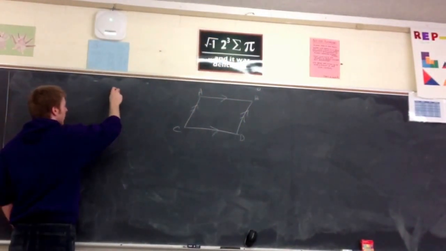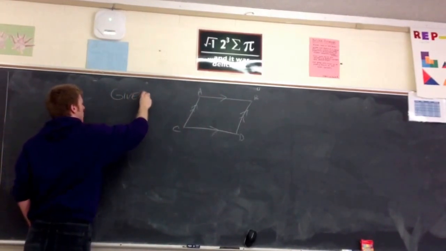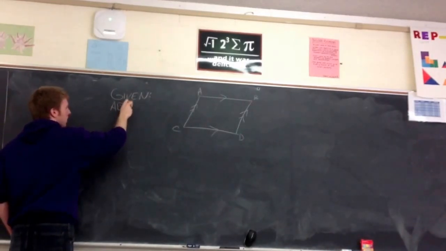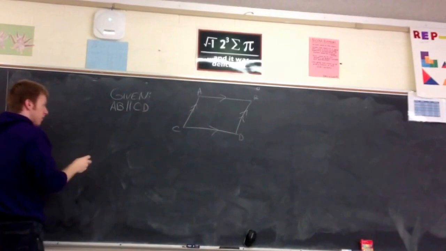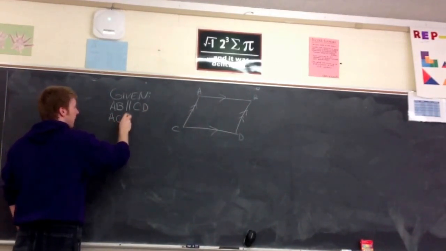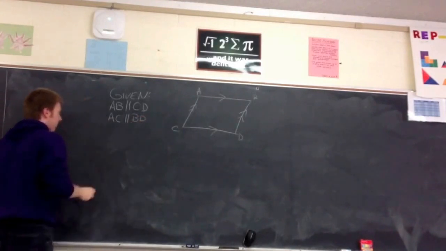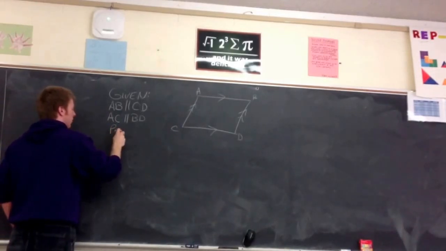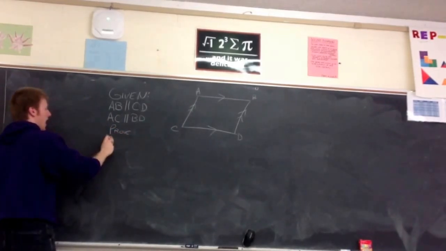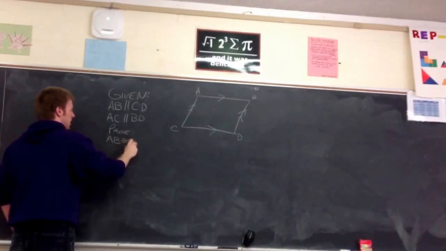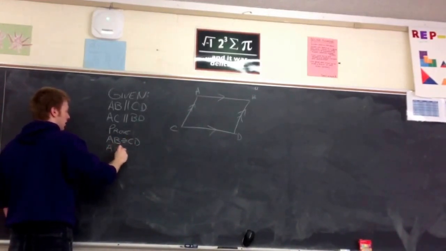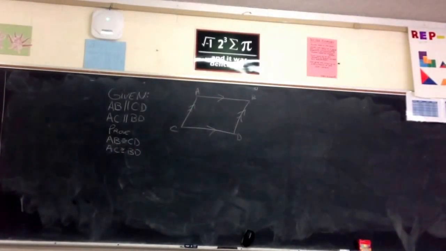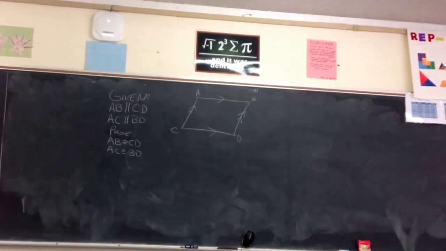Okay, so given, I'll make this nice and big here, it would go something like this. Given that AB is parallel to CD, and AC is parallel to BD, prove that AB is congruent to CD, and AC is congruent to BD. That's your task. Okay?